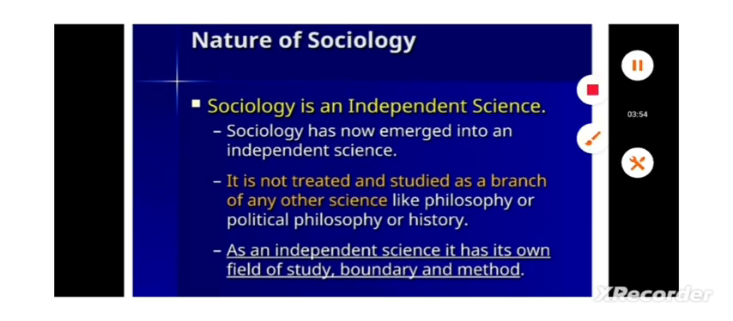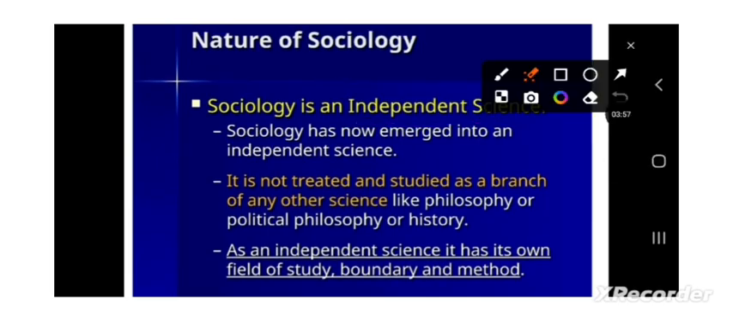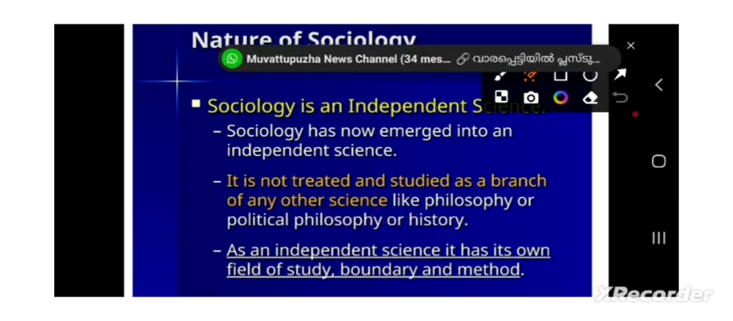Sociology is an independent science. It has evolved from being an offshoot of philosophy, political philosophy, or history into a fully independent discipline with a distinct identity. It is no longer treated or studied as merely a sub-branch of any other field or as a branch of any other science. It is a self-contained discipline.